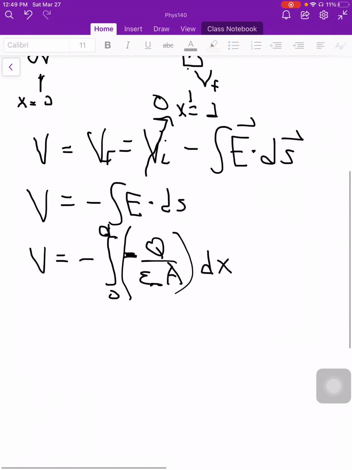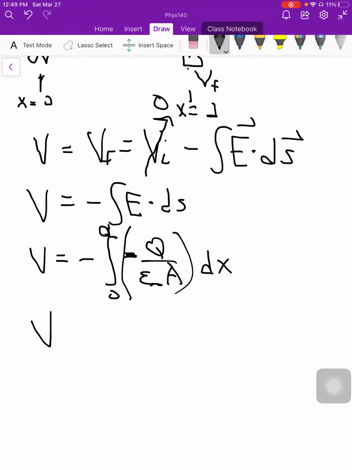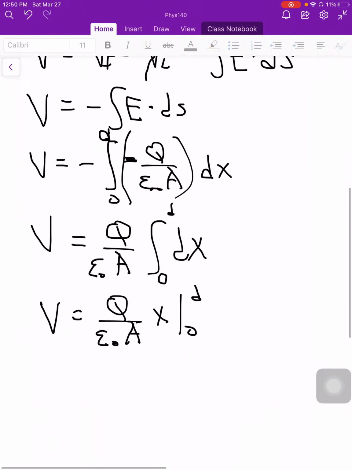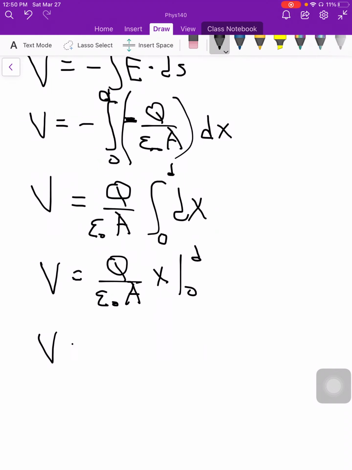Okay, so plugging that in, then I get V is equal to a negative times a negative is a positive, and my Q over epsilon naught times A, and I just have the integral dx from 0 to d. And so the integral of dx is just d. So I get V is equal to Q over epsilon naught times A times x, evaluated from 0 to d. So that just becomes V is equal to Q over epsilon naught A times d.